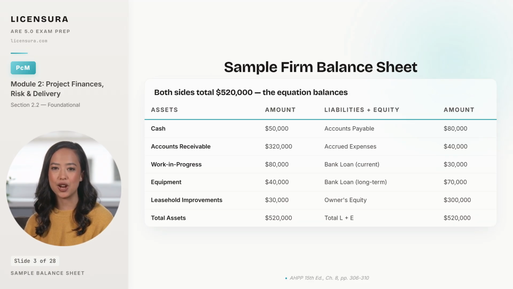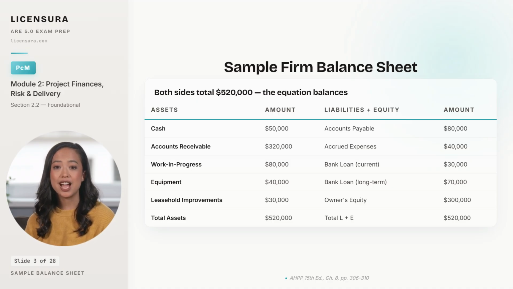Read the sample balance sheet across both sides. On the left, assets total $520,000, but the composition matters more than the total. Only $50,000 is actually cash, while $320,000 is accounts receivable from clients who owe but have not yet sent payment. And another $80,000 is work in progress, meaning fees earned but not yet billed. Combined, that receivable and work in progress pile is roughly 77% of total assets, which is expectation, not money in hand. Equipment is $40,000 and leasehold improvements are $30,000, rounding out the asset side.